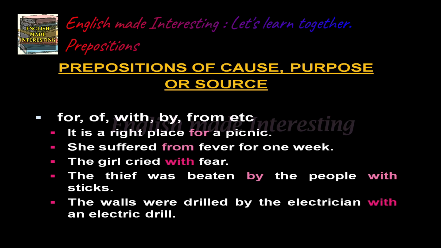It is talking about the cause. Why did the girl cry? It is because of her fear. So the girl cried with fear. The thief was beaten by the people with sticks. The walls were drilled by the electrician with an electric drill. So here for, from, with, by, etc. are the prepositions used.